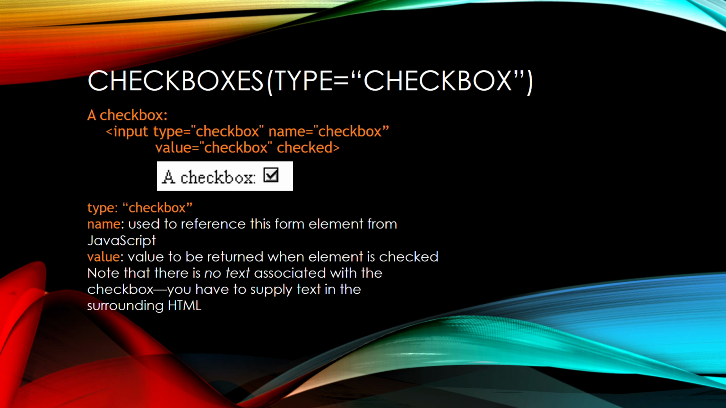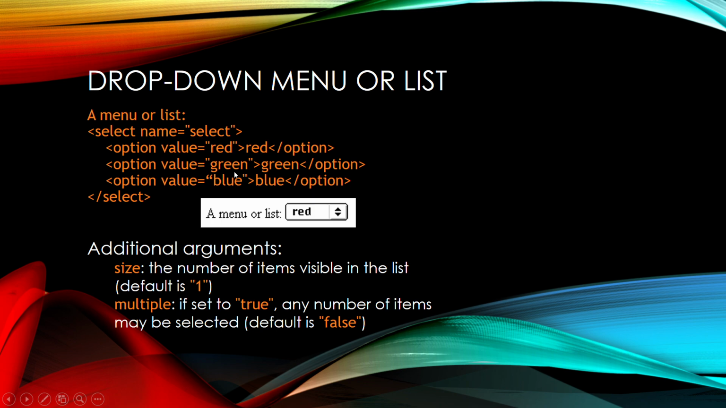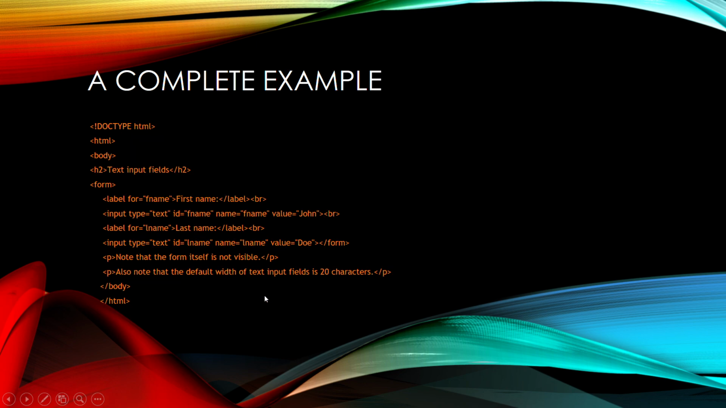This is how the checkbox looks. This is the name, this is the value. Drop-down menu or list. This contains select: red, green, blue. Additional arguments: size, multiple. This is the complete example.